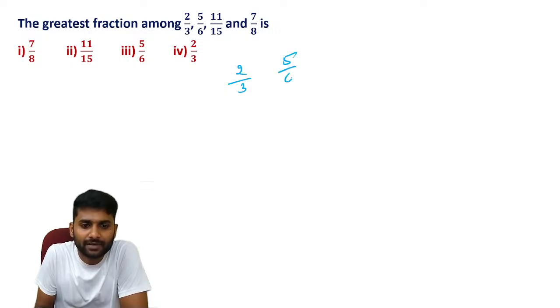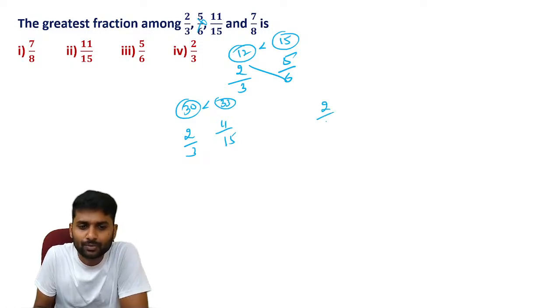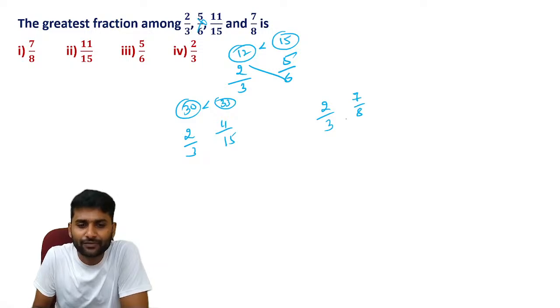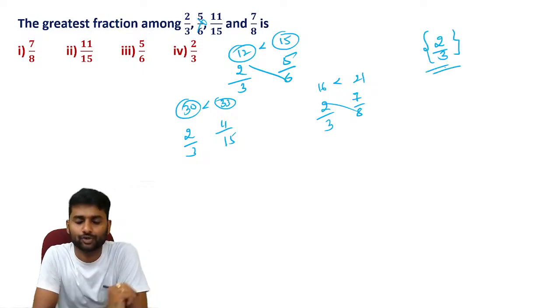2 by 3, 5 by 6. Cross multiply them. Here 12 units, here 15 units. 12 is always less than 15, which means 2 by 3 is the least. Compare with 11 by 15: cross multiply them, it is 30 and 33. Still it is less, so 2 by 3 is the least. Next, 2 by 3 and 7 by 8: 8 twos are 16, 7 threes are 21. Again 16 is less than 21. This is the way you have to identify the least. So the least among all the numbers is 2 by 3.